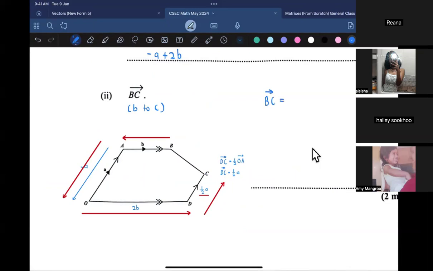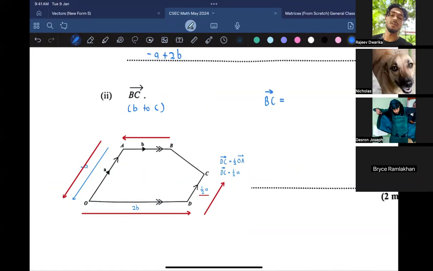So I'm skipping some steps here. Or if you feel like I shouldn't, for the full thing. Okay, to be safe, to go from B to C, you had to go from B to A, right? So we went from B to A, and what next? You gotta go from A to O, right? You gotta go from O to D and then D to C.